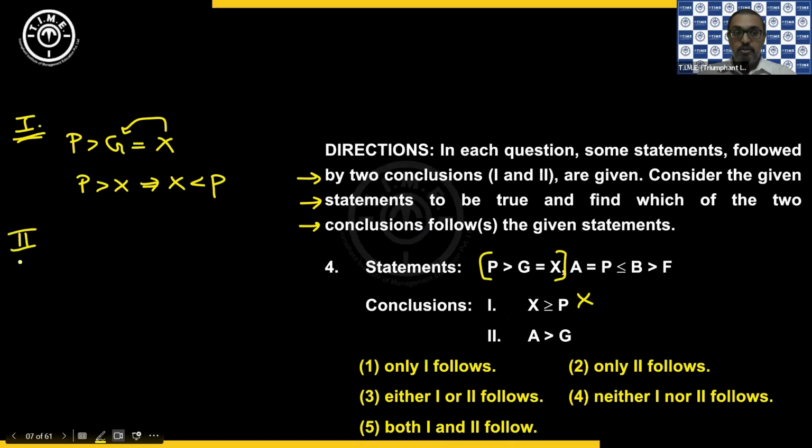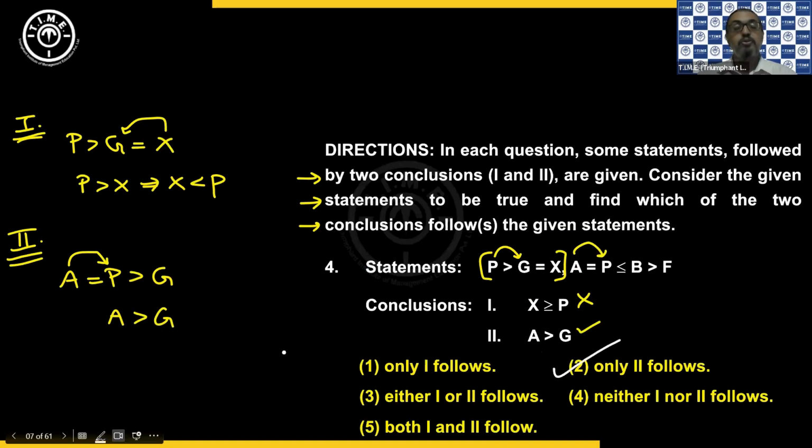Correct? Now coming to the second conclusion, we have A and G. So I need from A to G. So here I have from A to P in the forward direction. So A equals P. And then here from P to G again in the forward direction, P greater than G. So equal to is simply to replace P with A. So once I do that, I get A greater than G, which is a perfect match. So 2 definitely follows. So my answer is only 2 follows. Choice 2.